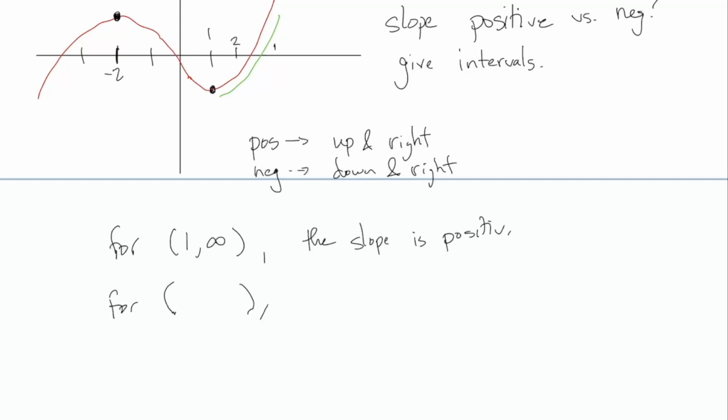For something else, the slope is negative. Anybody can say from here to here, the slope is negative. What do you think? -2 to 1. Yeah, thank you. It's time to go soon. You better speak up. Yeah, from -2 to 1, that's this region in the middle here. The slopes are negative because the curve is going down as you go to the right.